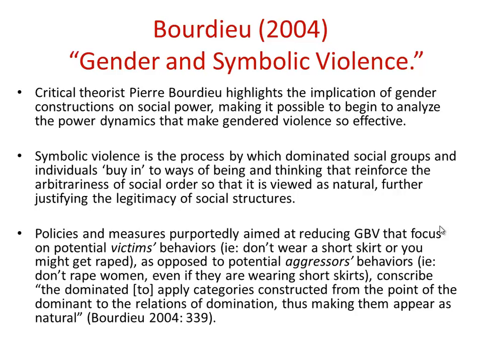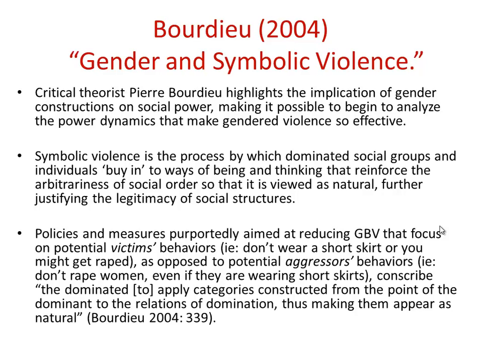So one of the examples that I like to use when talking about symbolic violence that really paints a picture of how this works is policies and measures that are aimed at reducing gender-based violence such as rape that focus on potential victim behaviors as opposed to the potential aggressors' behaviors. So if you think a lot about rape prevention or sexual violence prevention, a lot of these tactics focus on not wearing short skirts or carrying your car keys in your hand in a dark parking lot, which focuses on how the victims might behave as opposed to the aggressors' behaviors, i.e. don't rape women even if they're wearing short skirts or happen to be not carrying their keys in a way that might hurt you in a parking lot.